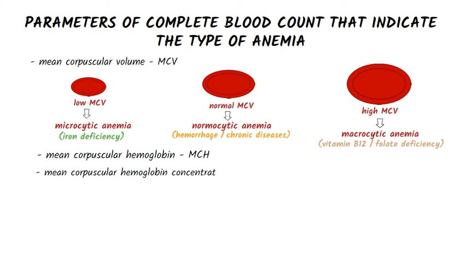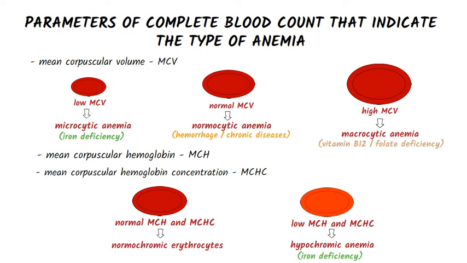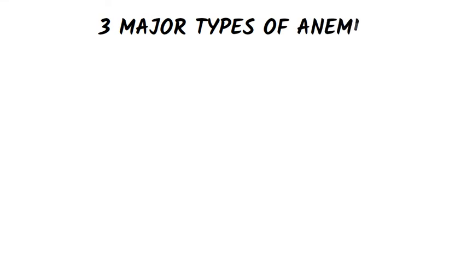Mean corpuscular hemoglobin concentration is a measure of the concentration of hemoglobin in a given volume of red blood cells. Erythrocytes with a normal MCH and MCHC are called normochromic and contain a normal amount of hemoglobin. Low MCH and MCHC indicate low levels of hemoglobin and suggest hypochromic anemia, which usually has the same causes as microcytic anemia.